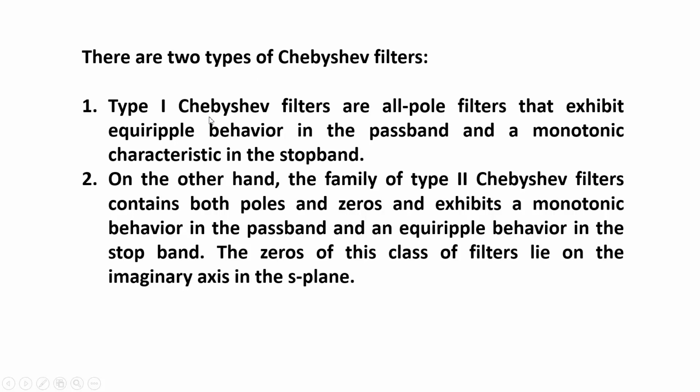Also, type 1 Chebyshev filters are all pole filters, whereas type 2 Chebyshev filters contain both poles and zeros. The zeros of this class of filters lie on the imaginary axis in the S-plane. We will see in detail about the pole location and the zero location in the coming slides.